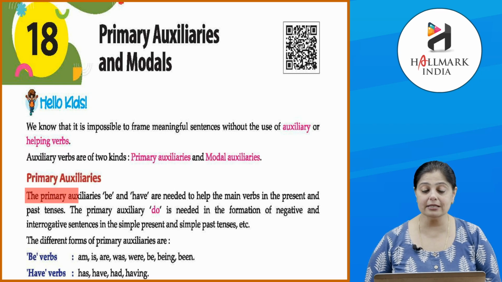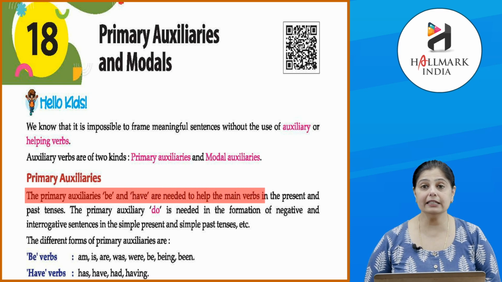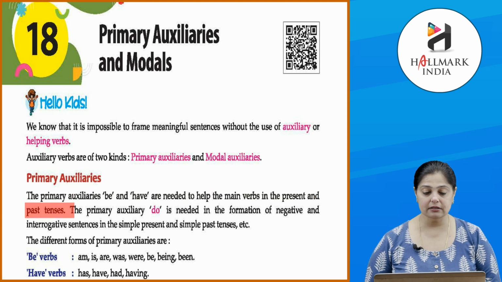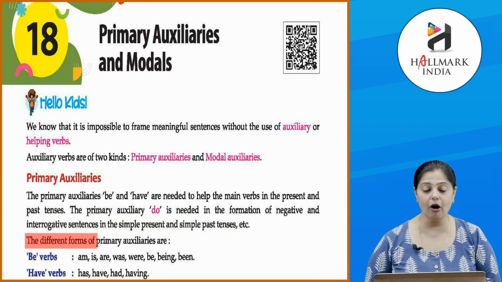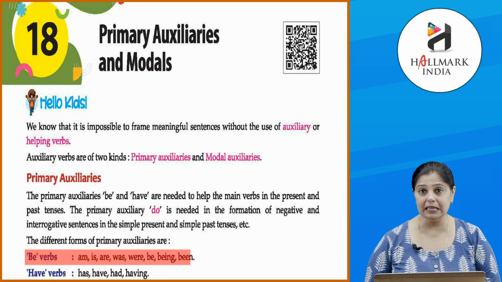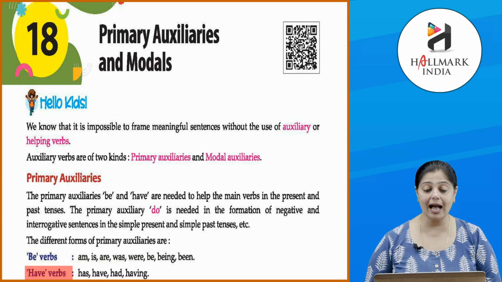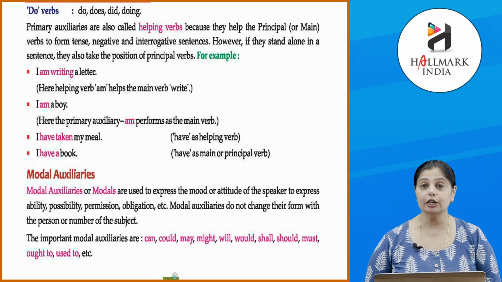These primary auxiliaries, be and have, are needed to help the main verb in the present and past tenses. The primary auxiliary do is needed in the formation of negative and interrogative sentences in the simple present and simple past tenses, etc. The different forms of primary auxiliaries are: be verbs like am, is, are, was, were, be, being, been. Have verbs like has, have, had, having. Do verbs like do, does, did, doing.